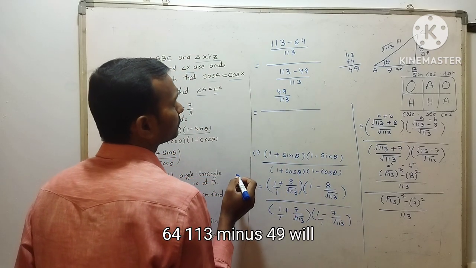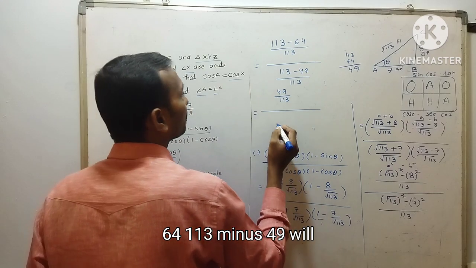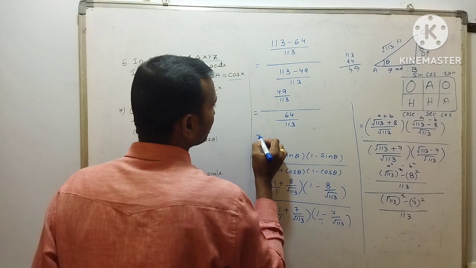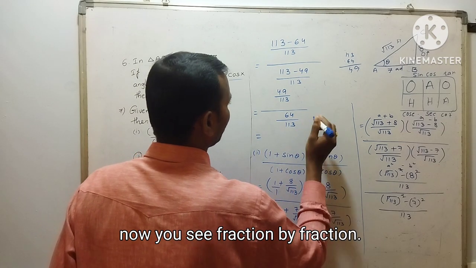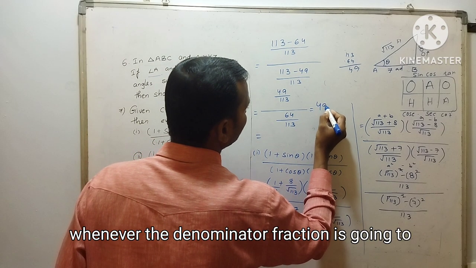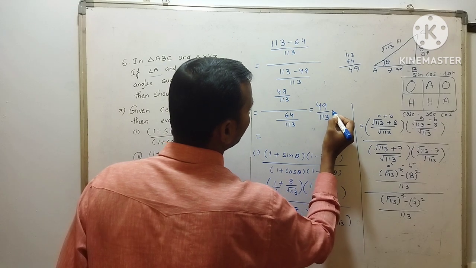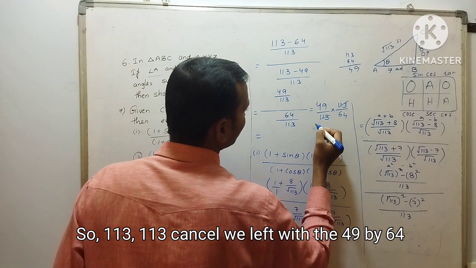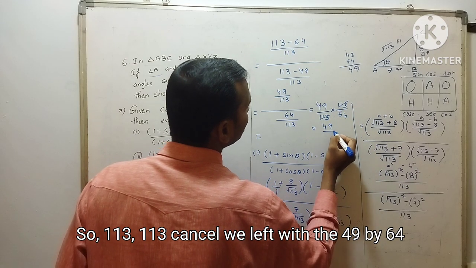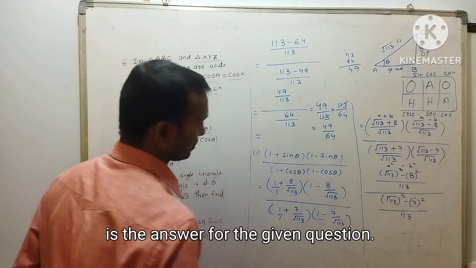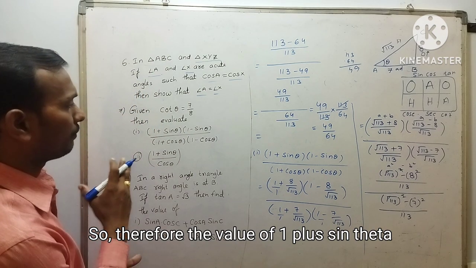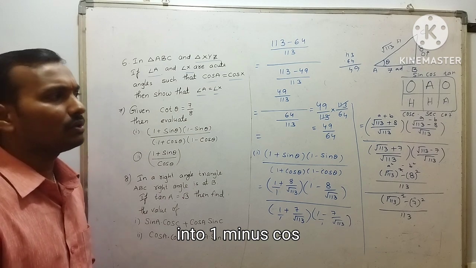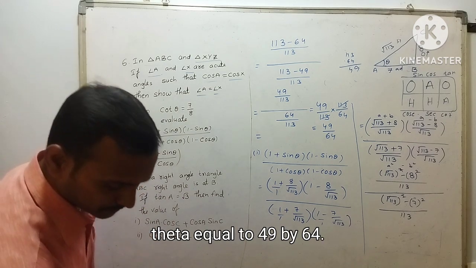In the denominator, 113 minus 49 will give you 64 by 113. So now you see, fraction by fraction, whenever the denominator fraction goes to the numerator, it becomes reversed. So 113 and 113 cancel. We are left with 49 by 64, which is the answer for the given question. Therefore the value of 1 plus sin theta into 1 minus sin theta by 1 plus cos theta into 1 minus cos theta is equal to 49 by 64.